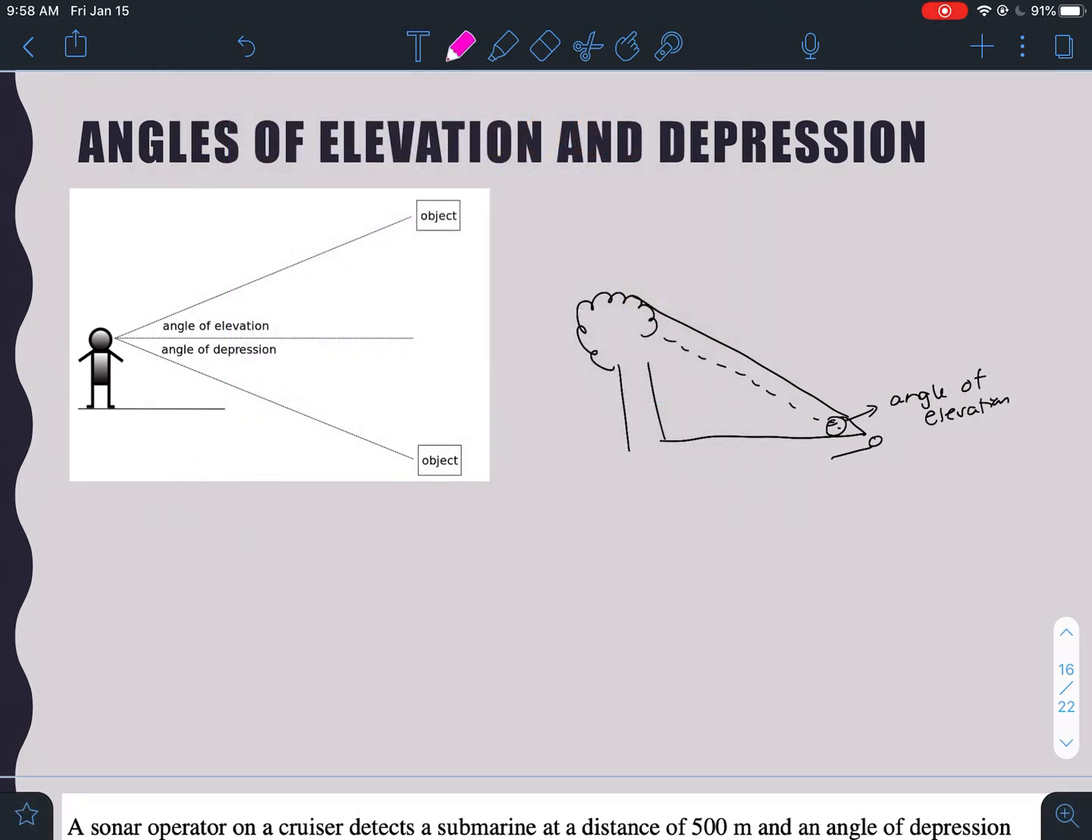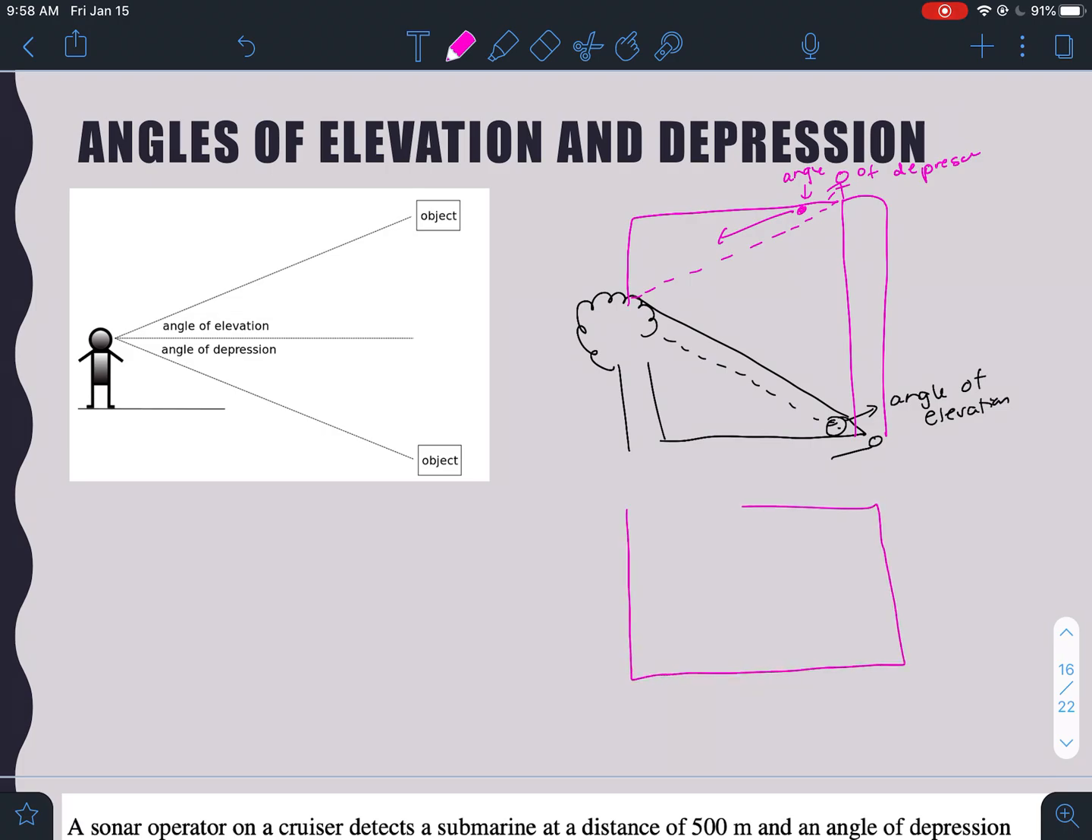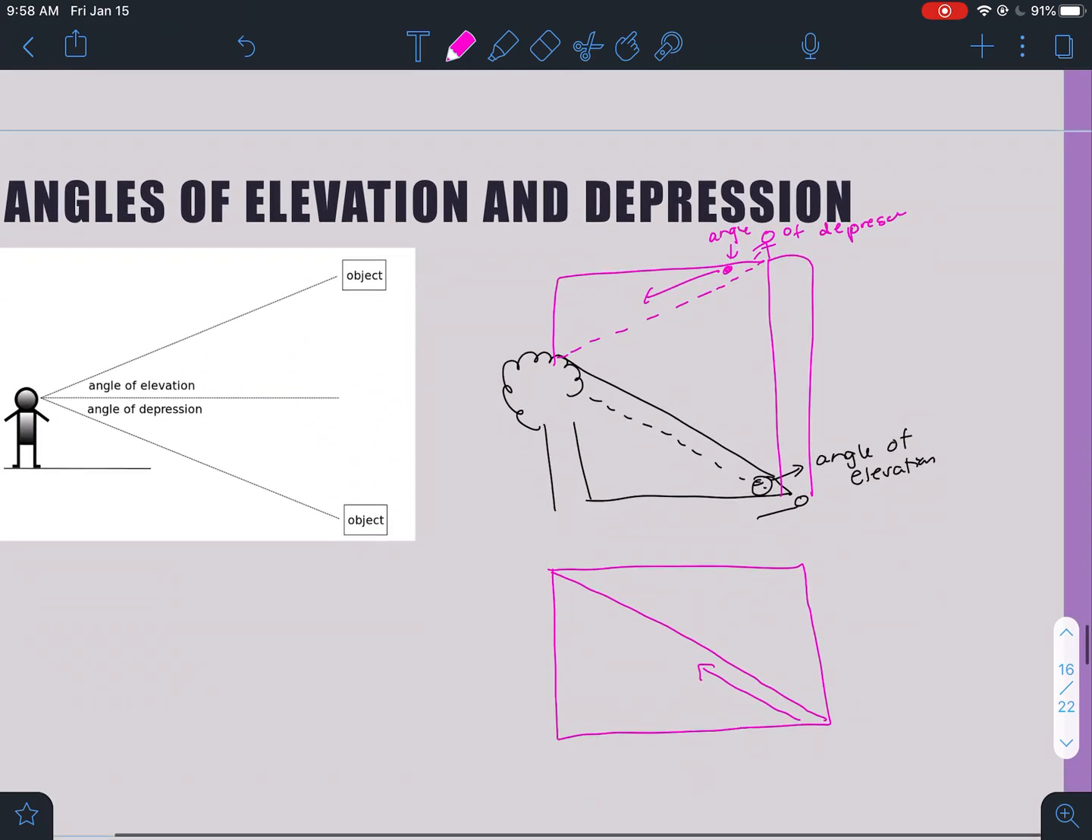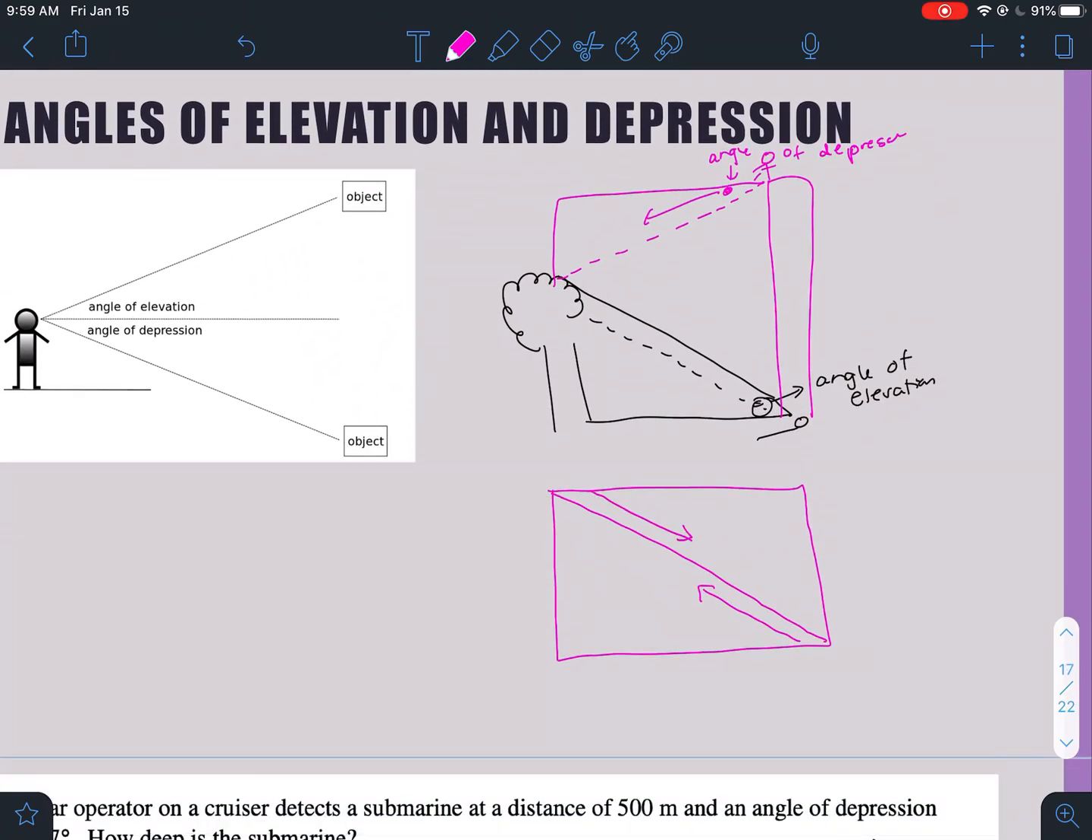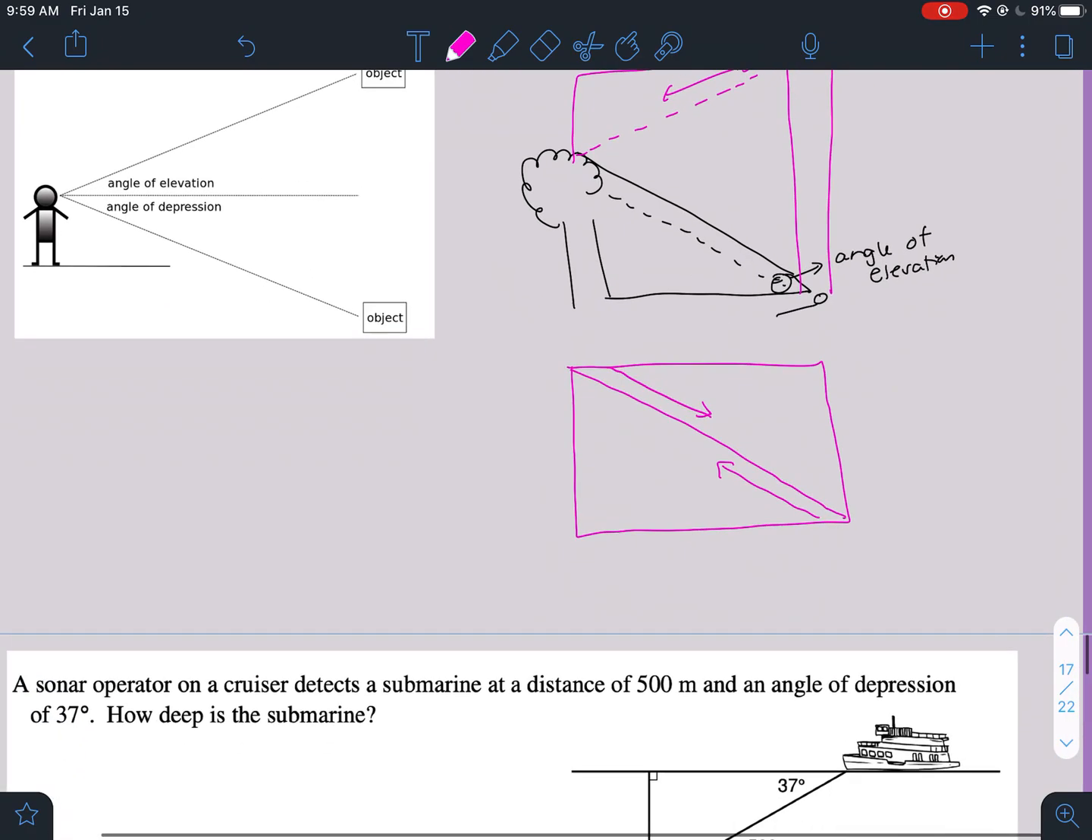If you were on the top of a building and you were looking down at the tree, then your angle of depression is going to be right here. So you make a different triangle. And this angle right here is going to be your angle of depression because you are looking down at the tree. So angles of elevation are looking up at the tree, so they'd be in that bottom quarter. Angles of depression are looking down, so you would draw that rectangle and they would be looking down.